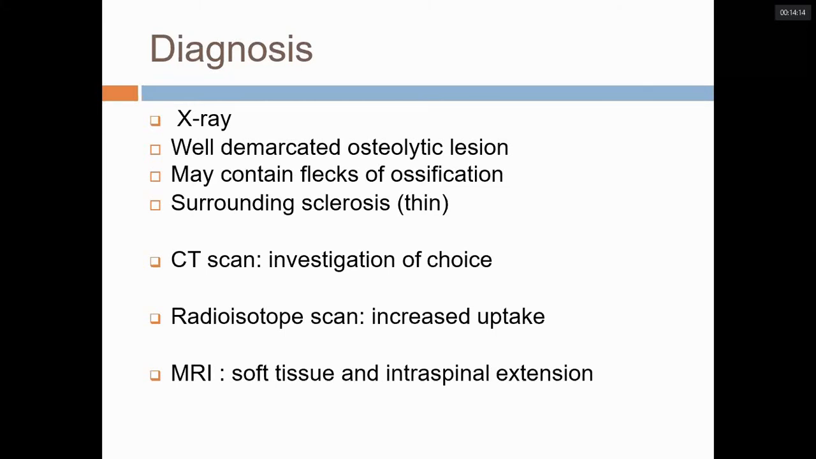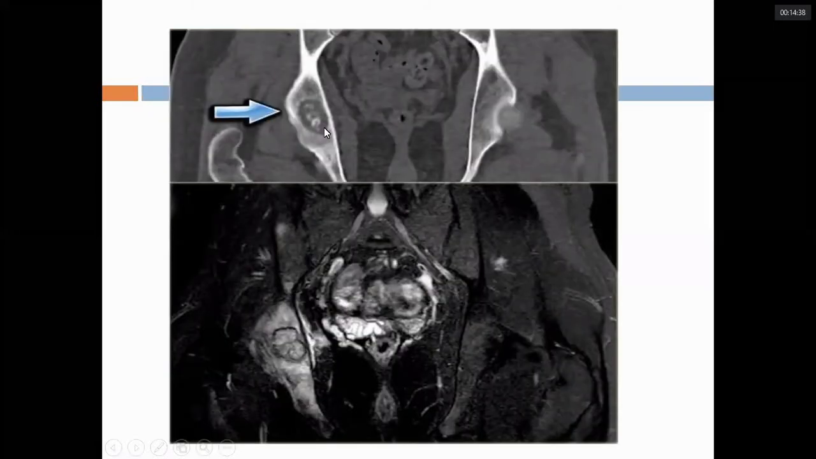MRI for soft tissue and intraspinal involvement. If there is thin sclerosis, it may have a chance of soft tissue involvement. So in case of soft tissue involvement, MRI is the investigation of choice, and if there is intraspinal extension also, MRI produces a good quality of image. This is osteoblastoma.